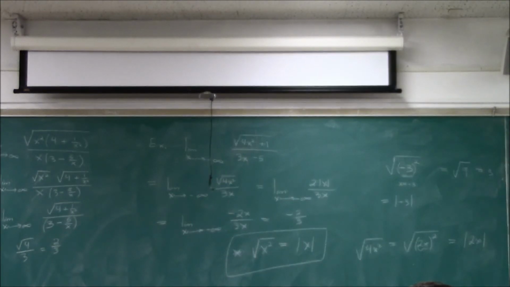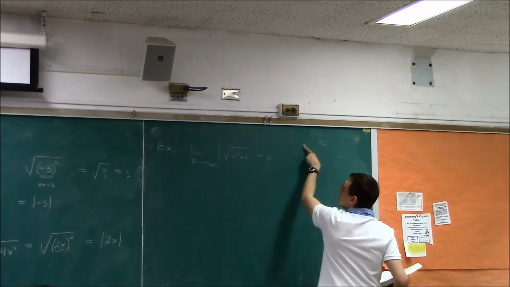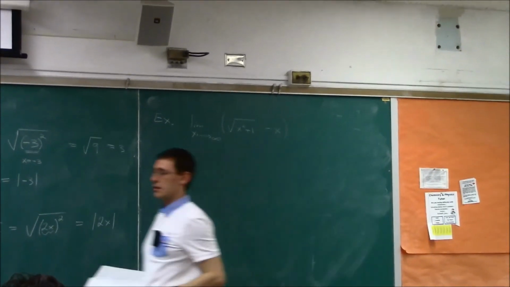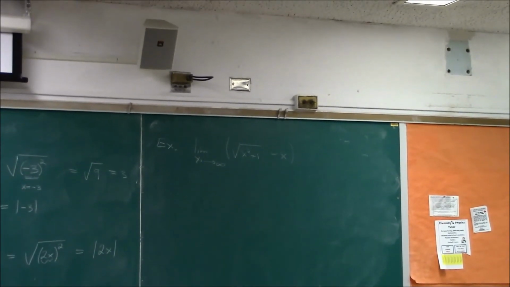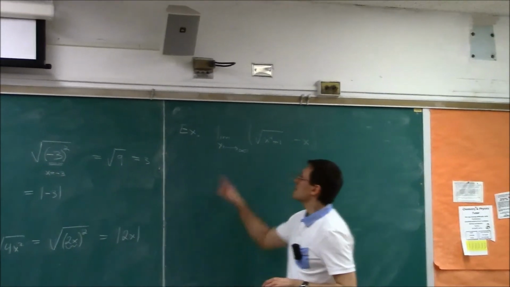Here is another example, and there are many of this type. You should be very wary of it. Suppose that what we have is the limit as x goes to infinity of root of x squared plus 1, minus x. How do we calculate this? Clearly, it's a rational function, but it's not in a nice form. It's not something divided over something else. You see, there is a conflict.